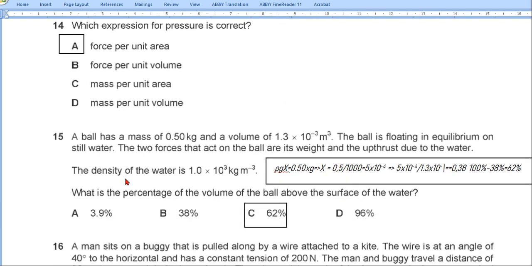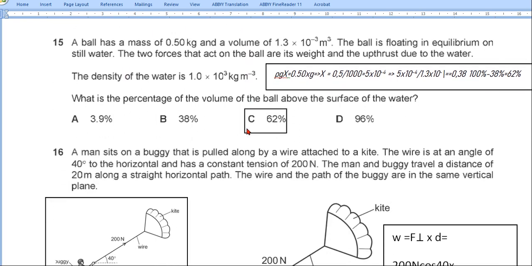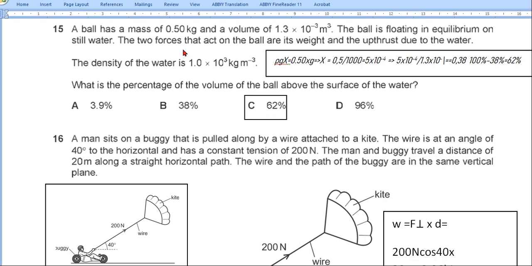Which expression for pressure is correct? Of course it is force per unit area. A ball of mass 0.5 and volume so much. The ball is floating in equilibrium on the still water. The two forces that act on the ball are its weight and the upthrust due to the water. The density of water is so much. What is the percentage of the volume of the ball above the surface of the water?